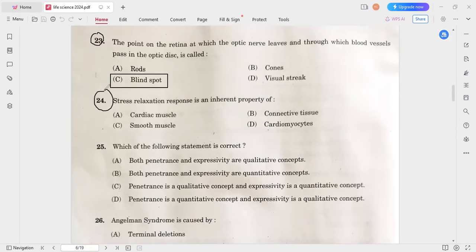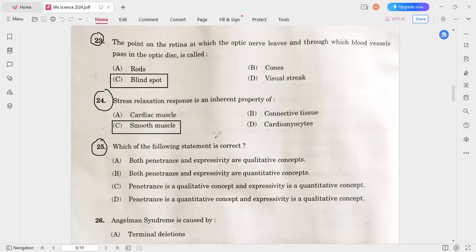Stress relaxation response is an inherent property of what? That is, which can tense and relax and has the greatest elastic property. Which one? That is smooth muscle. Option C, the stress relaxation response, is an inherent property of smooth muscle. So that's why option C is the correct answer for question number 24. Now move on to the next question, question number 25.